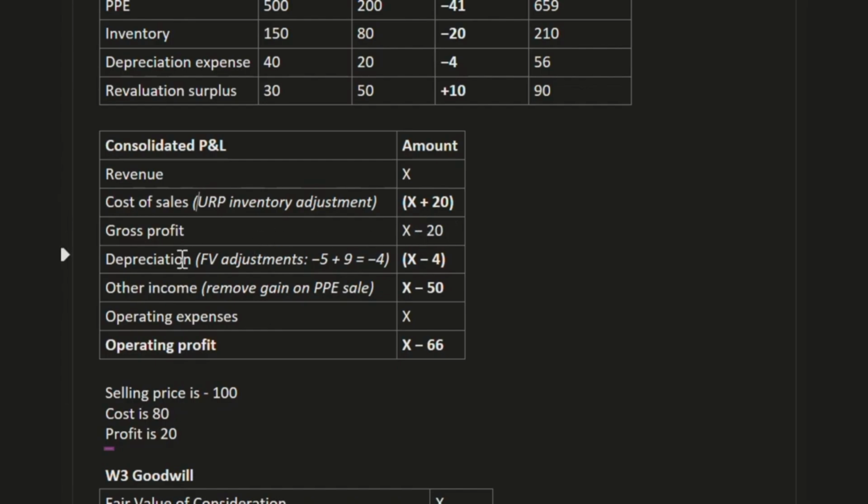decrease the gross profit. Now, depreciation, fair value adjustment we have -5, that is depreciation amount, and +9 reversal of depreciation. So -4 negative figure we have depreciation, means we need to subtract -4 from the depreciation amount. Other income, we need to remove it, PPE sale gain. We earn 50 on the PPE sale. Same as it is, we need to remove it from the other income, not from the gross profit. Operating expense, we have X amount, assume it. Now the operating profit adjustment we have -66.